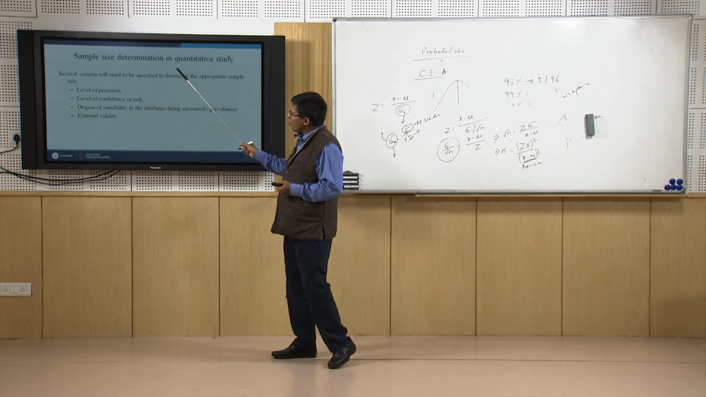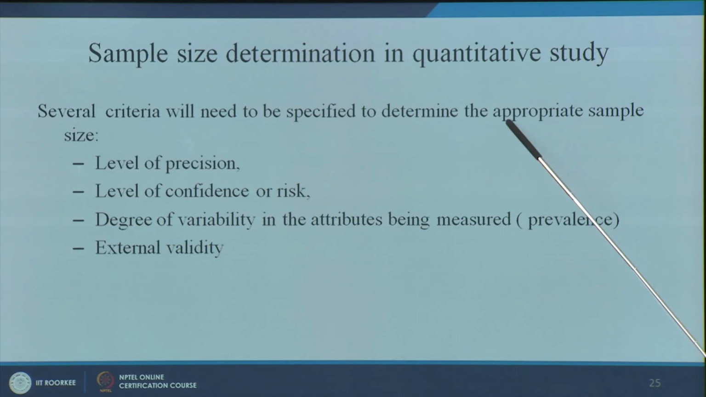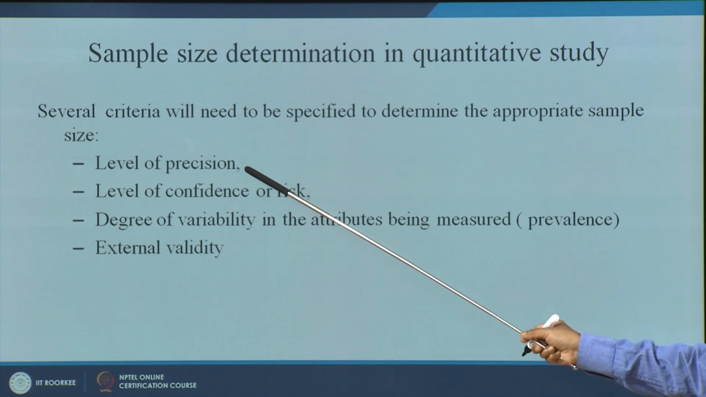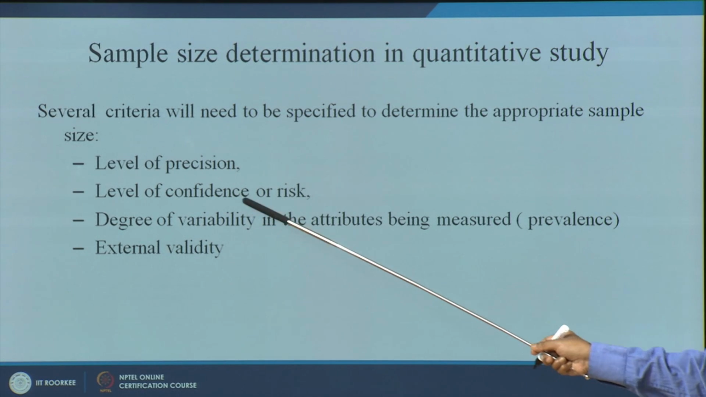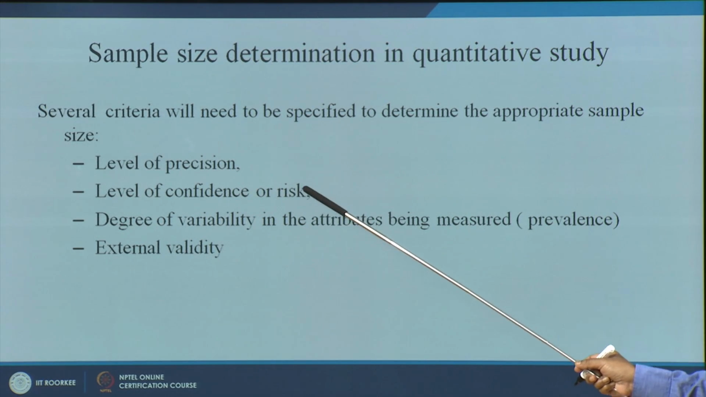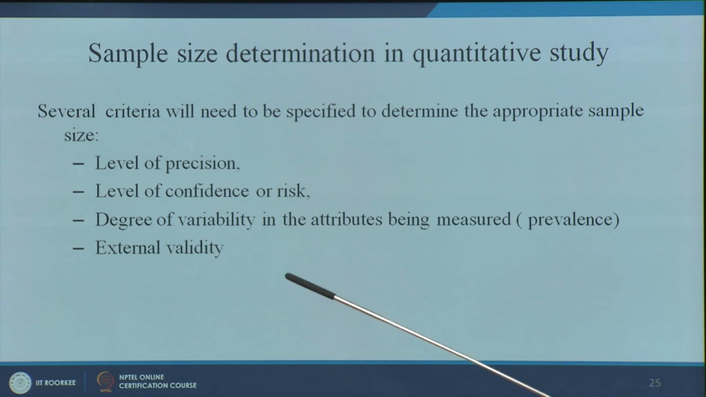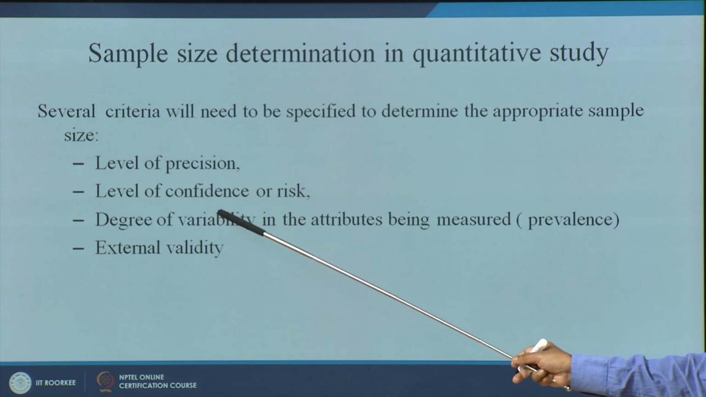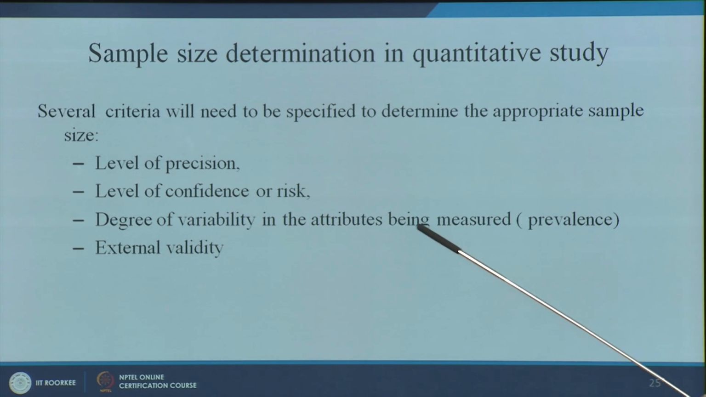So, in a quantitative study, we determine the sample size on the basis of, as I said, the level of precision, the confidence or risk, what level of confidence, 95%, 99%, 90%. So, it depends, right. And the degree of variability in the attributes being measured.